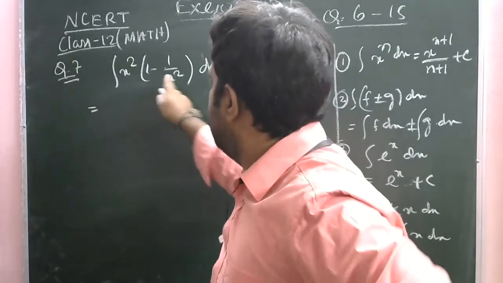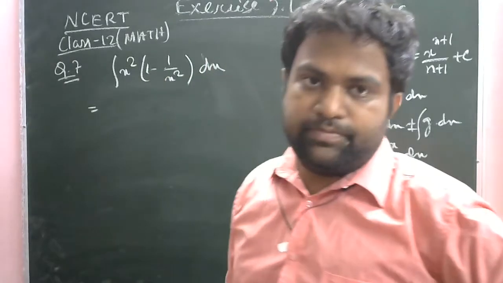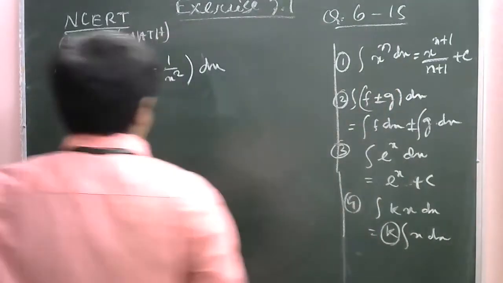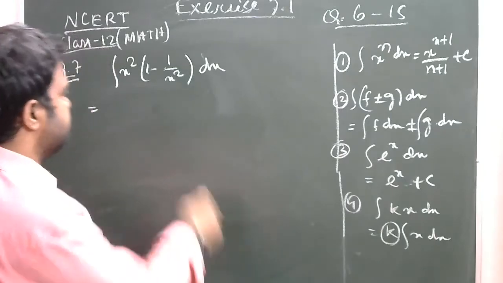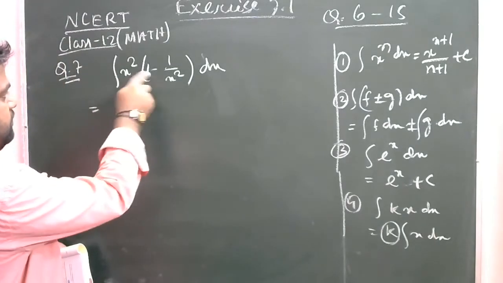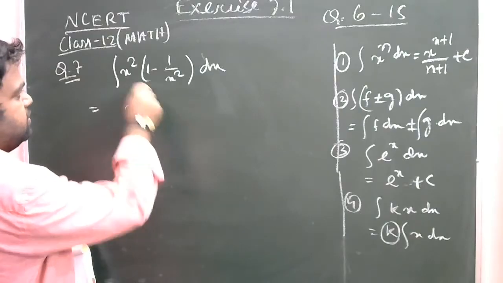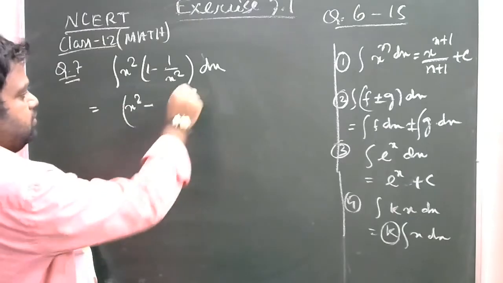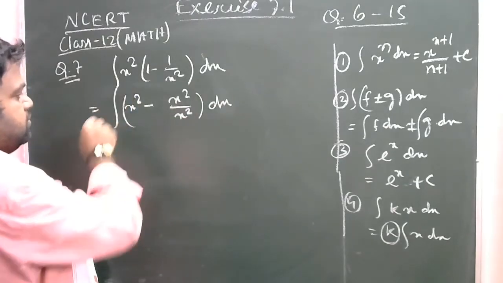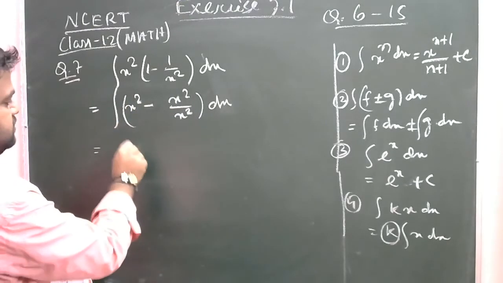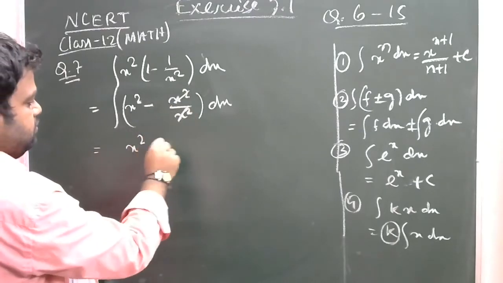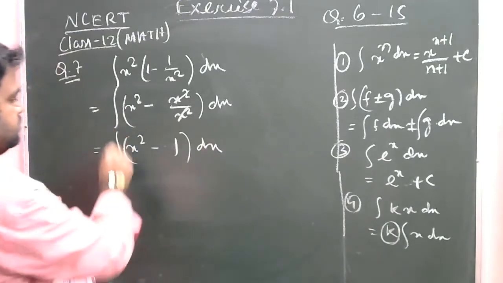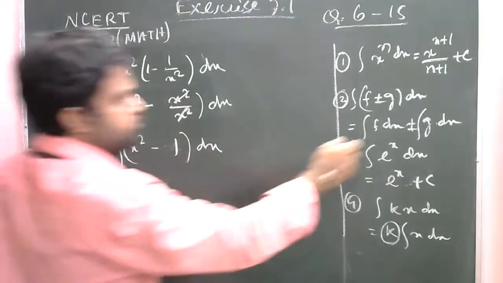So what you will do? Just multiply them. It will be easier for you. The case will become simple. If I multiply, this will become x square minus x square by x square dx. So x square minus 1 dx.